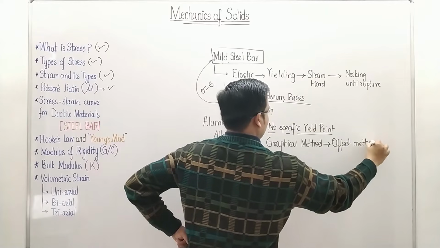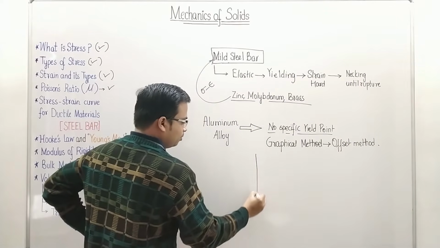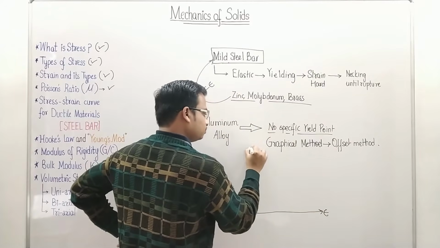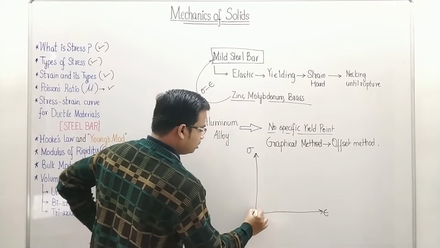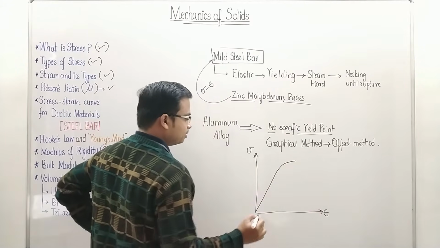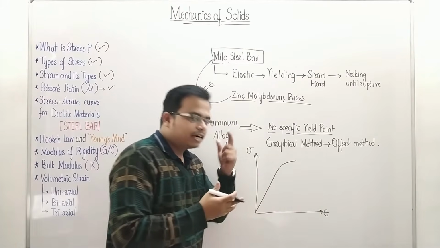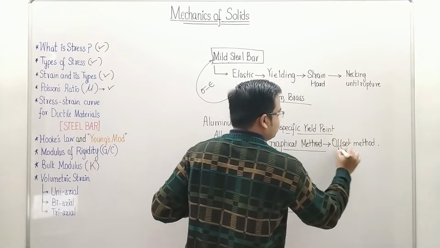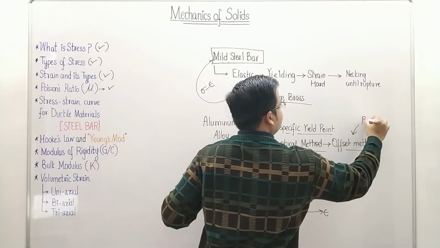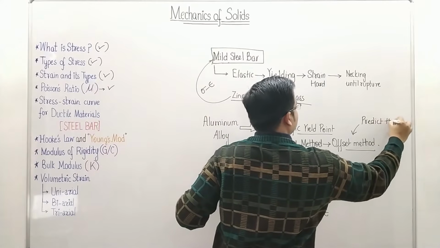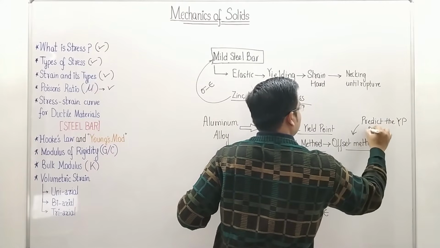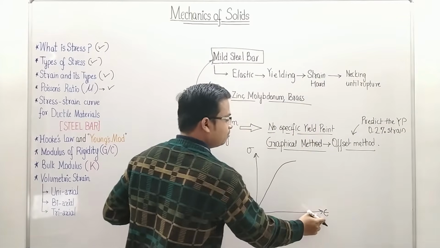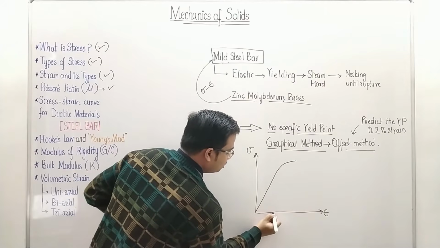Now let me just show you how that works out. Let's say we are doing the testing on an aluminum alloy. Here we have strain, here we have stress. When we do the testing, this is the kind of plot that we get, and then there it is. You will not be able to detect where the yielding happens. In such a case, we follow an offset method to predict the yield point. And in this offset method, we use 0.2% strain. So here we already have the strain, and 0.2% strain would be somewhere here.